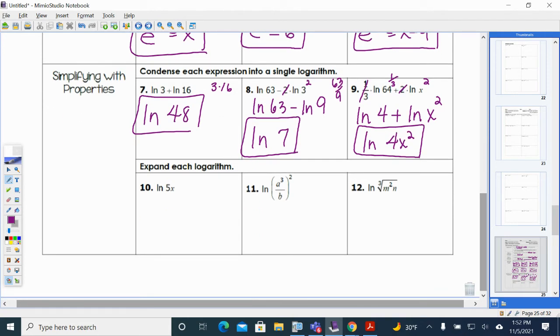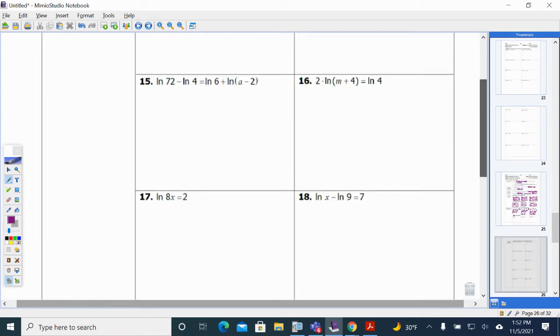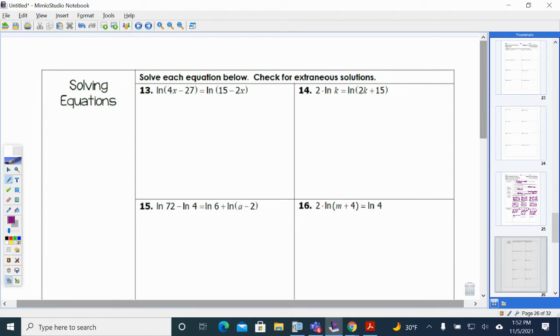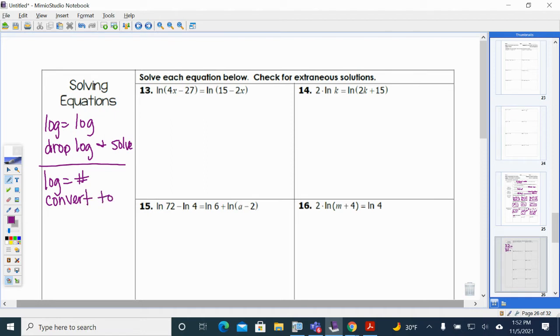On the last set, it's asking us to expand. This is the section that we skipped, so I'm going to continue to just skip that and move on to the next section of your notes, which is solving these equations. So just like with logarithmic equations, the methods that we're going to use are the same. So if it's log equals log, you're going to drop the log and solve. If it's log equals a number, you're going to convert to exponential.